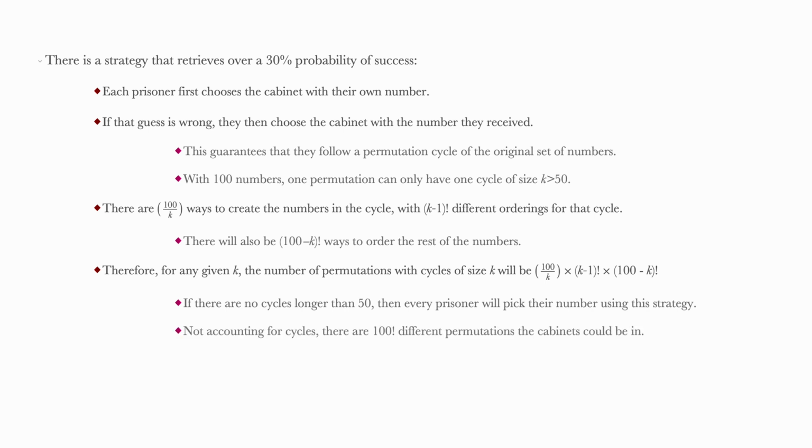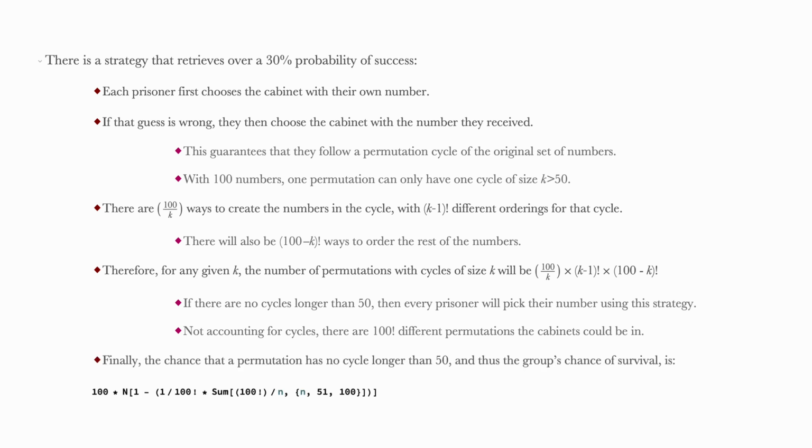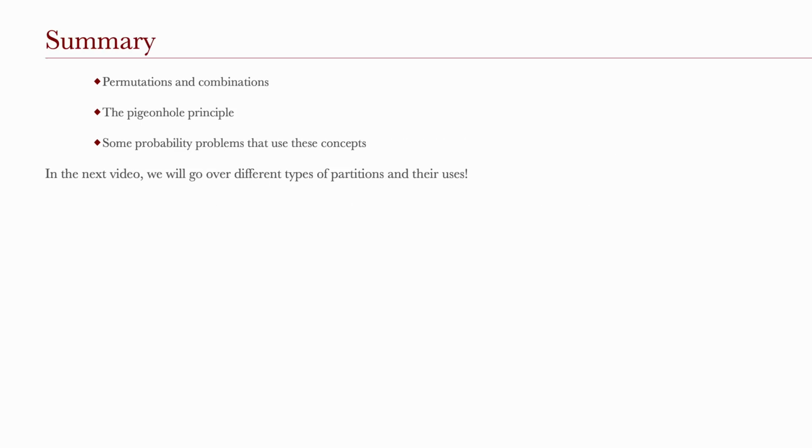Not accounting for cycles, there are 100 factorial different permutations the cabinets could be in, which allows us to calculate the chance that a permutation has no cycle longer than 50, and thus the group's chance of survival is roughly 31.2%. Now this is pretty cool to me just because it takes a game that seems pretty clearly impossible to win and gives you a non-trivial chance of winning, even though it's still random.